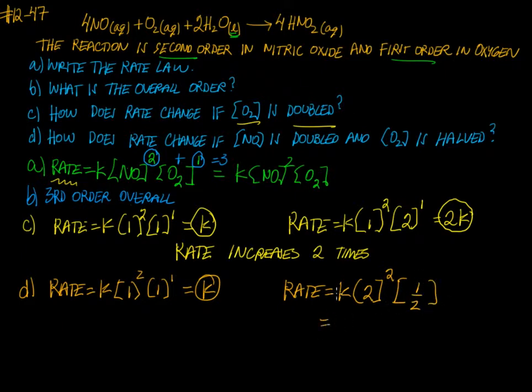So 2 squared is 4 times 1/2. That comes out to be 2 times K. Okay? So you have to watch out for the powers and carry it all out. So here we would say that the rate also increases 2 times.